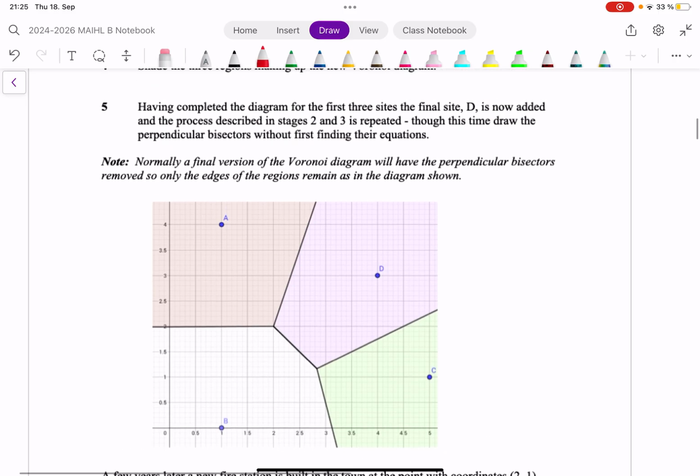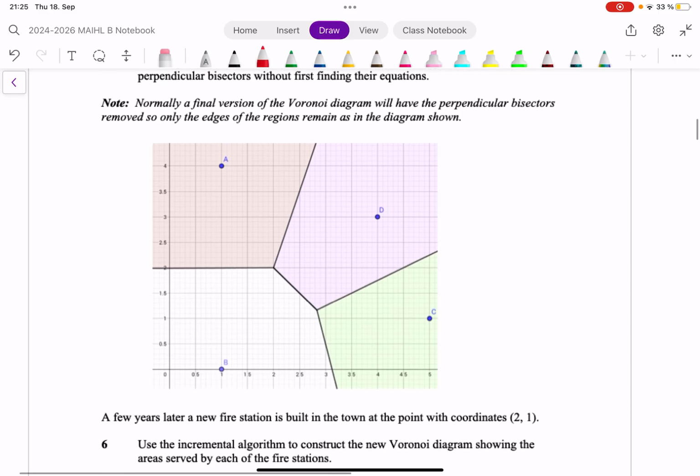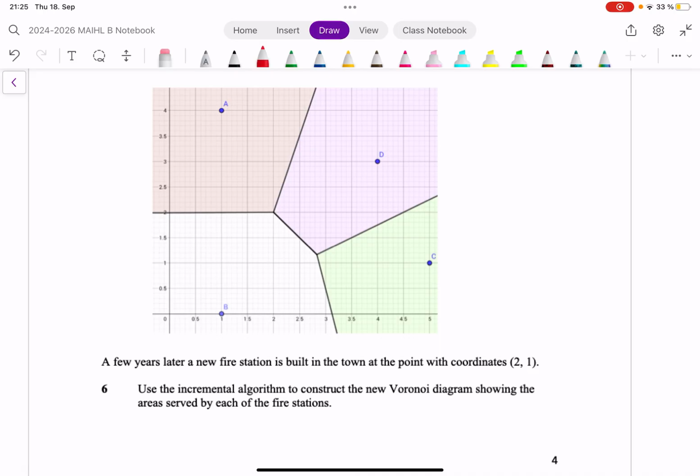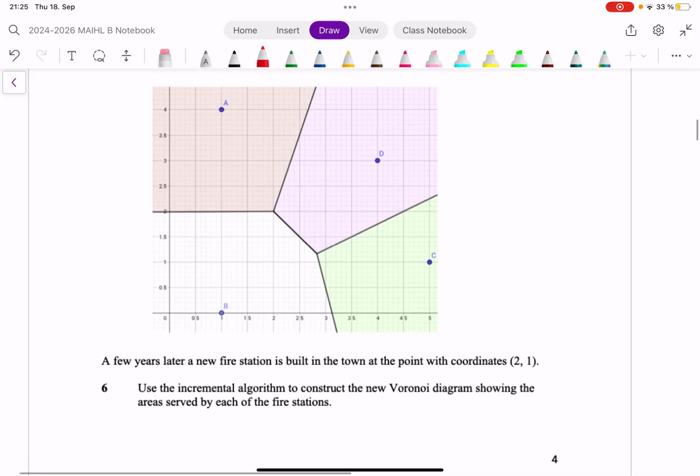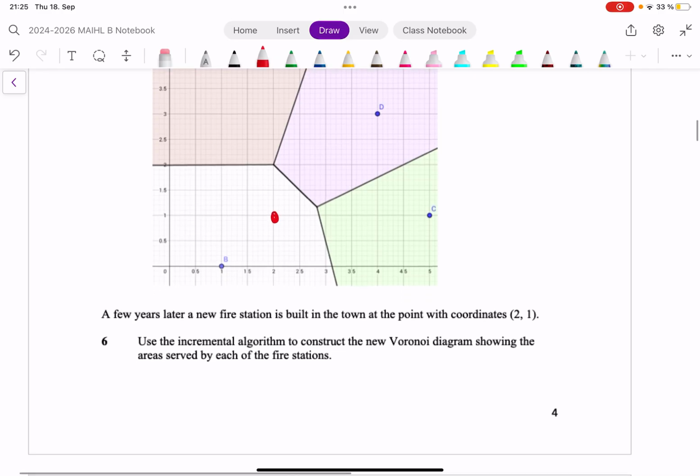So yeah, right. So this is what it could end up looking like. This is a completed Voronoi diagram. And so kind of in the context of the problem, trying to understand what we could use them for, it says a few years later, a new fire station is built in the town at the point with coordinates 2, 1. So if it was, for example, to put 2, 1 here, it says use the incremental algorithm to construct a new Voronoi diagram showing the areas served by each of the new fire stations, right?